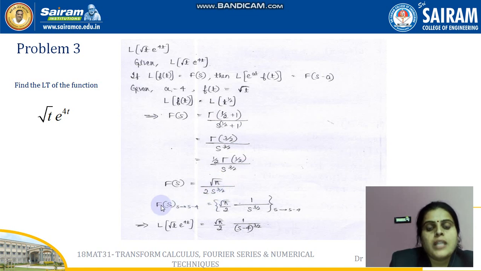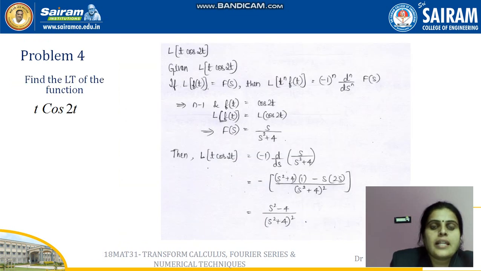So now since the exponential term is multiplied and e to the power of 4t has been given there, and our value of a is 4 here, f of s is going to be changed with s replaced by s minus 4 because we have positive power of exponential term. So replace s by s minus 4, and you get root pi by 2 divided by s to the power of 3 by 2, where s is replaced by s minus 4. So simplify that and you get your required answer.